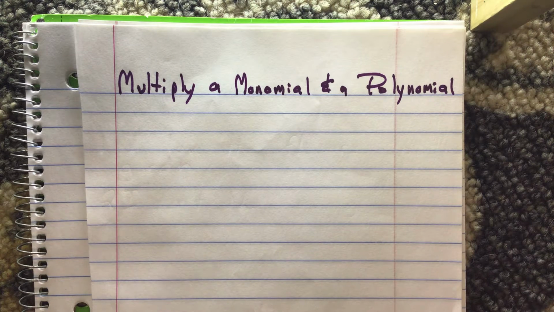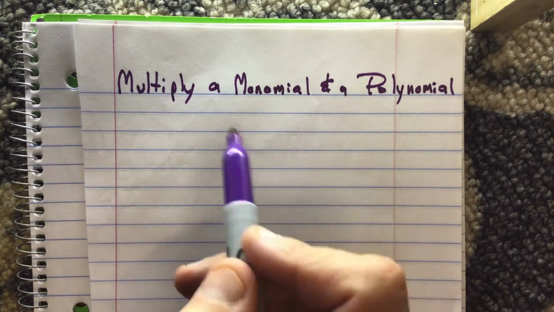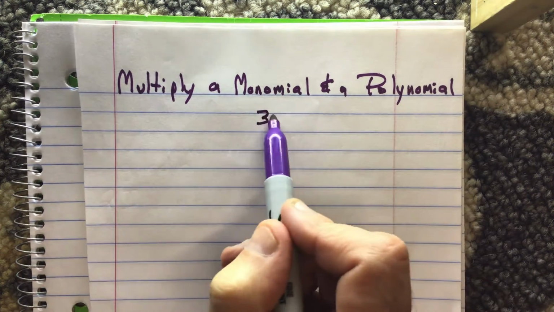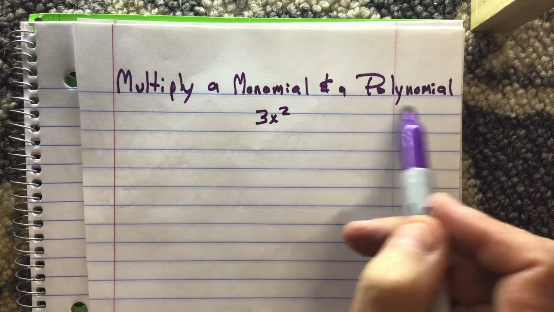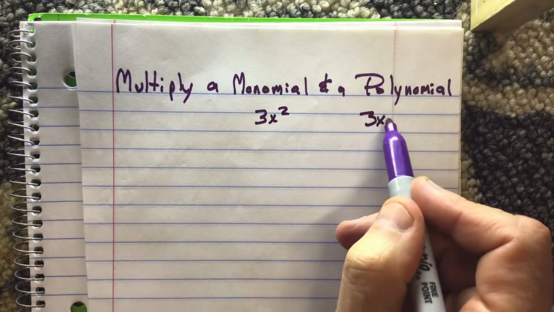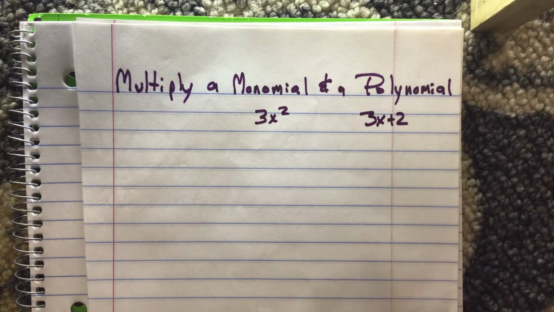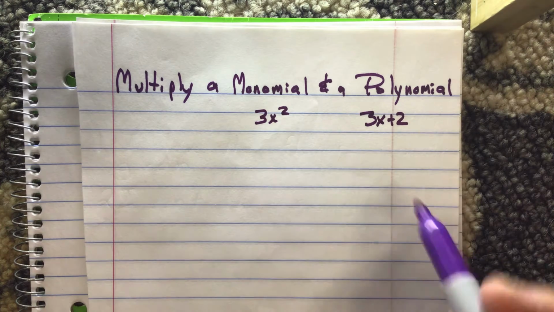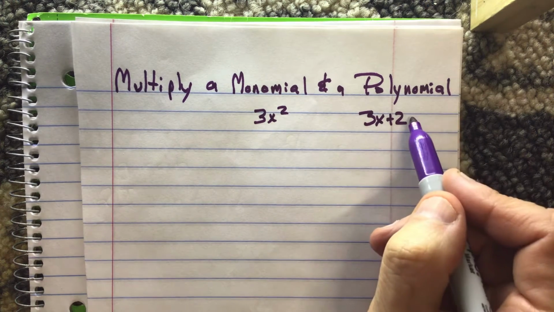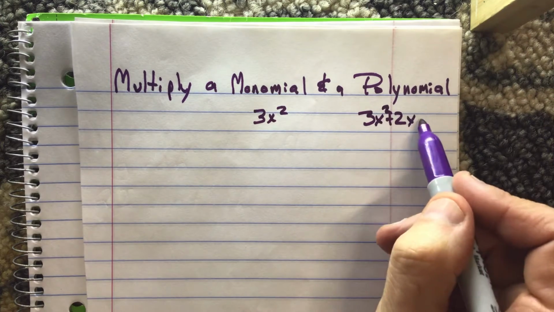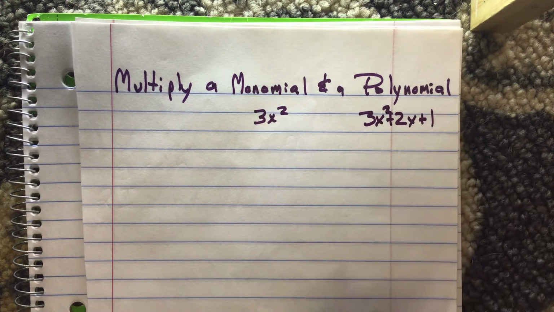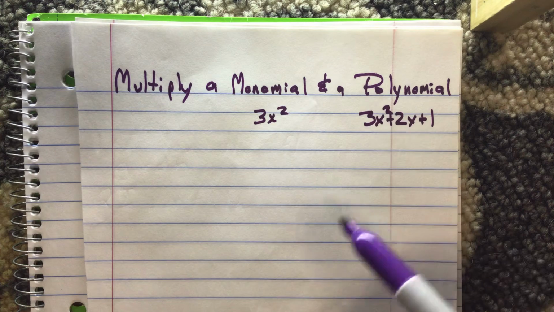Okay, in this video we're going to look at multiplying a monomial and a polynomial. Mono means one, meaning one term like 3x squared, and poly means many, like 3x plus 2. That's a binomial because there are two terms. If I want to make a trinomial, I could do something like this. That's three terms, but anything that's more than one term, we call it a polynomial.